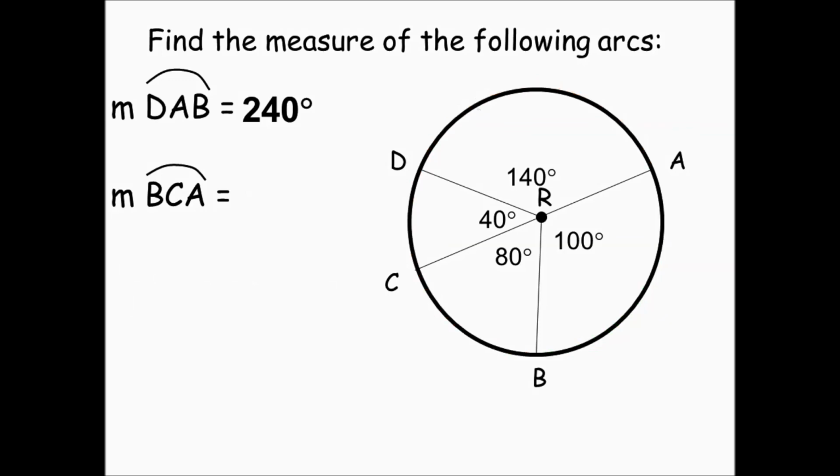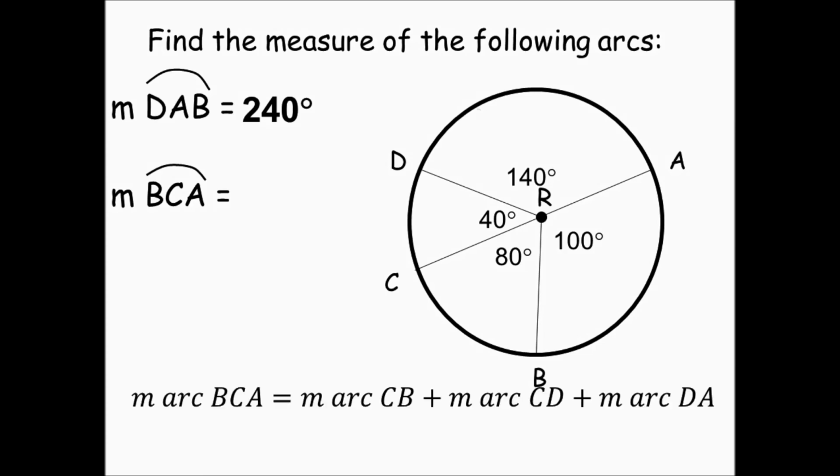Another way to find the measure of arc BCA would be to find the measure of arc CB plus the measure of arc CD plus the measure of arc DA. The measure of arc CB is 80 degrees. The measure of arc CD is 40 degrees. And the measure of arc DA is 140 degrees. 80 plus 40 plus 140 is equal to 260. Therefore, the measure of arc BCA is 260 degrees.